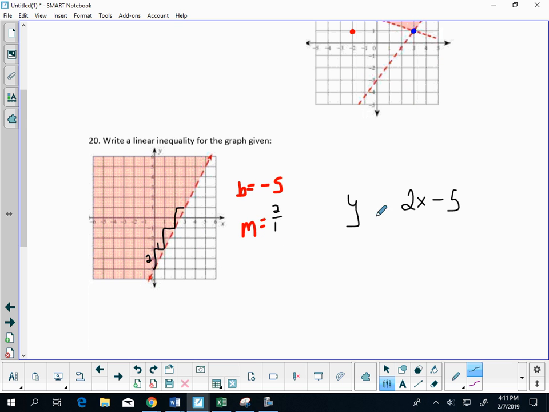And on 20, we needed to come up with an equation. Well, my y-intercept is -5, so b equals -5. My slope is up 2, right 1, so my slope is 2. So all I need to do is figure out, do I have a greater than or less than? I know it's going to be one of those because it's dotted. If I had a solid, it would have the line underneath. Well, it looks like I'm shading above the line, so I'm thinking greater than.